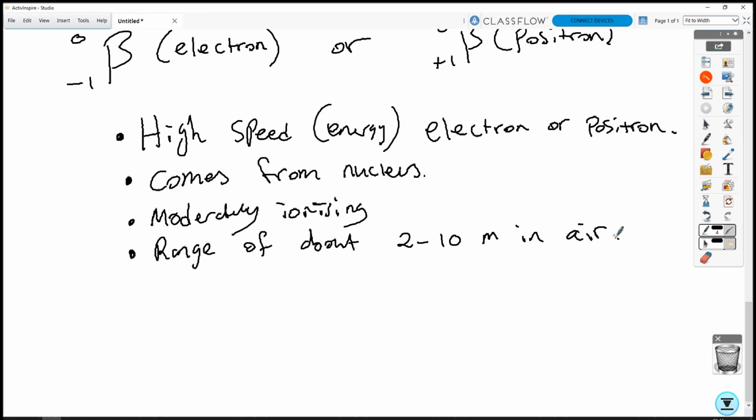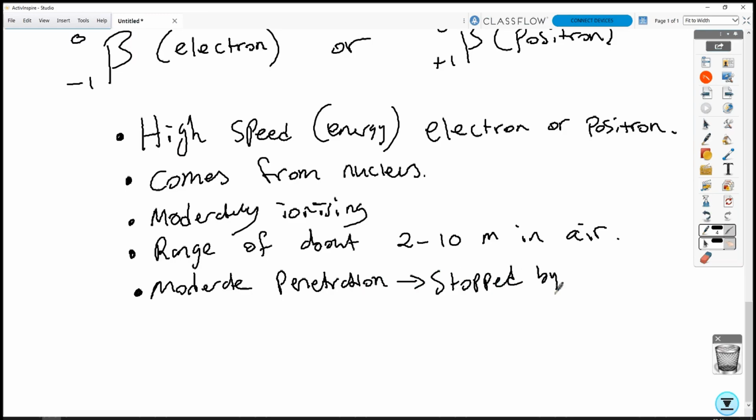So they can vary quite a bit. And it's got moderate penetration. But it can be stopped by sheet metal. So for example, a sufficiently thick aluminium foil. And again, it depends on the energy of the electron. So some beta particles can penetrate better than others.